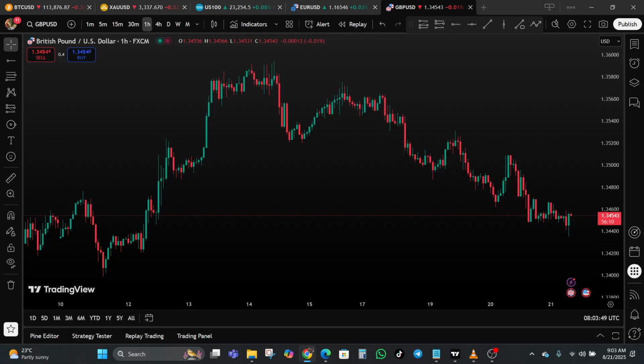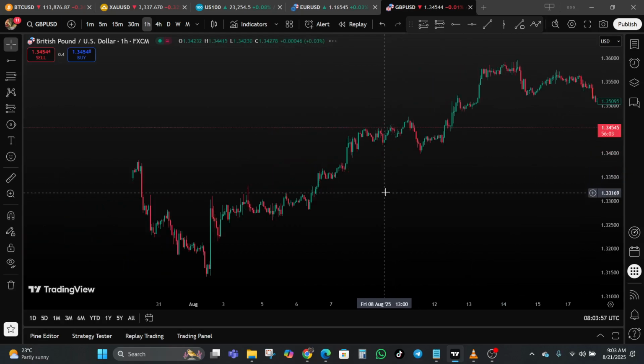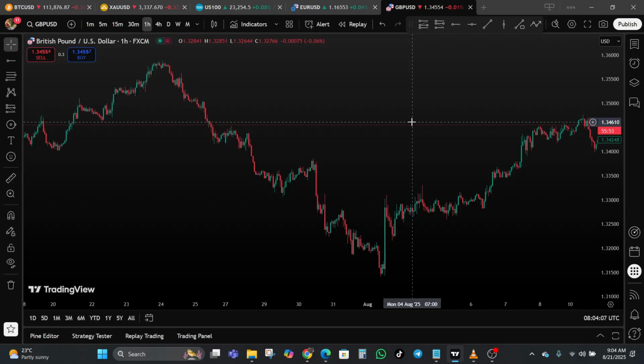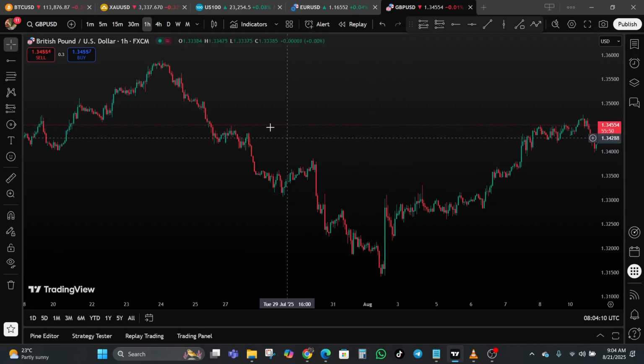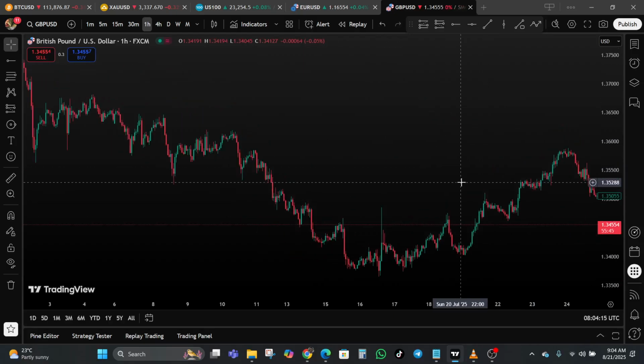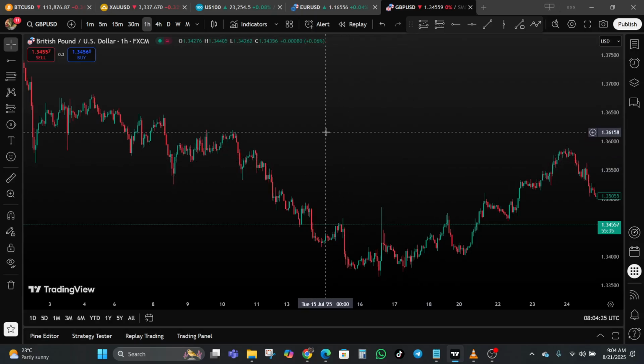In simple terms, it's a zone on the chart created by institutions during a strong price move. When smart money steps in with heavy orders, they often cause a sudden displacement in price. The sharp move does not happen randomly. It leaves behind an imbalance or a footprint that traders can use as a reference for future setups.